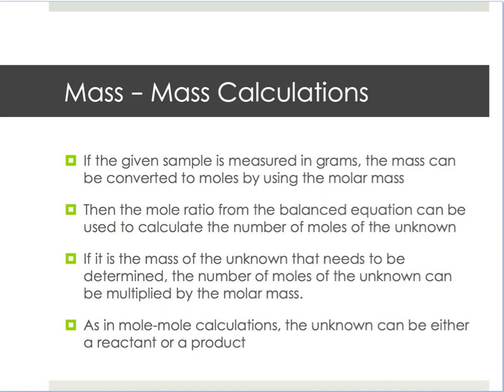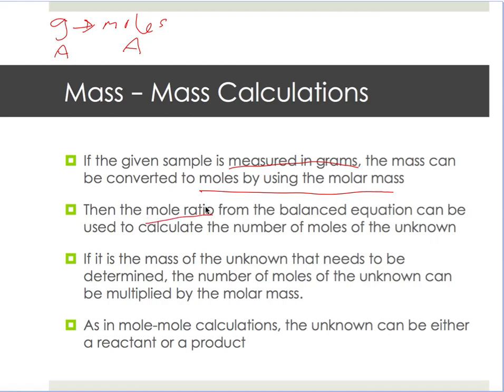So this is how it works. If the sample is measured in grams, we know the mass in grams. We can convert from grams to moles using the molar mass. So step one is grams to moles. I'm going to write this again, you're going to get this a lot of times, so don't worry about writing it now if you don't want to. Grams to moles is step one: grams of A to moles of A.